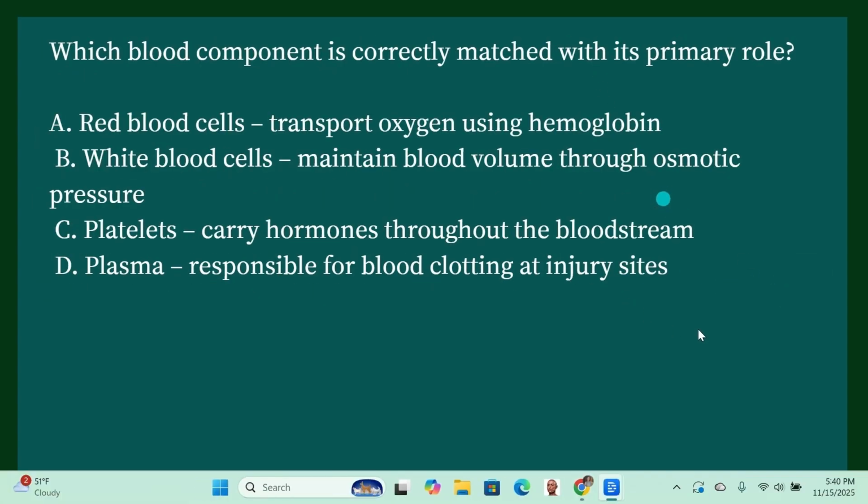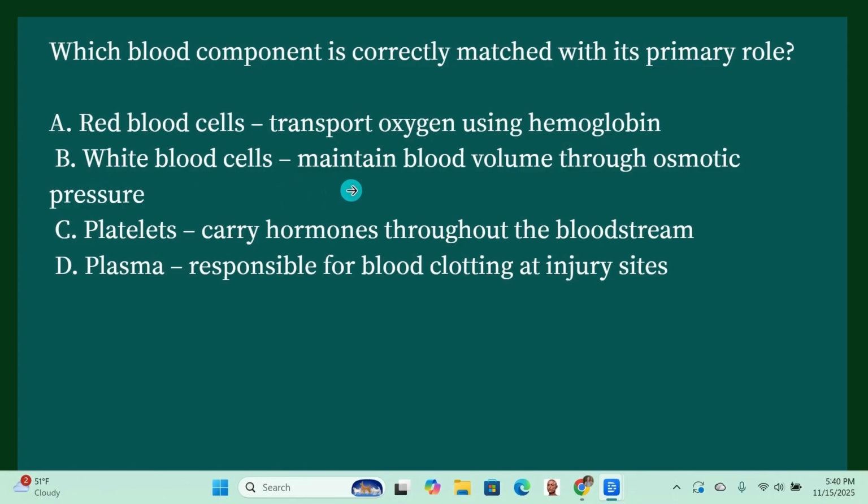Next question. Which blood component is correctly matched with its primary role? So that means we have 3 wrong answers and 1 correct answer, matchy-matchy. So what have we got here? A, red blood cells transport oxygen using hemoglobin. Ooh, well, right off the bat, I like that one.